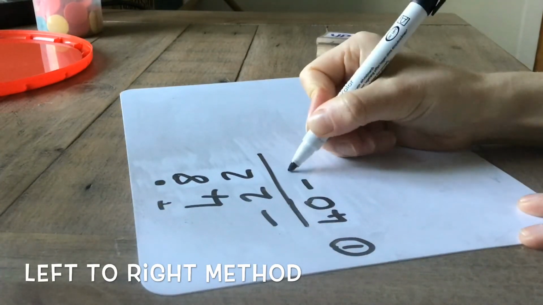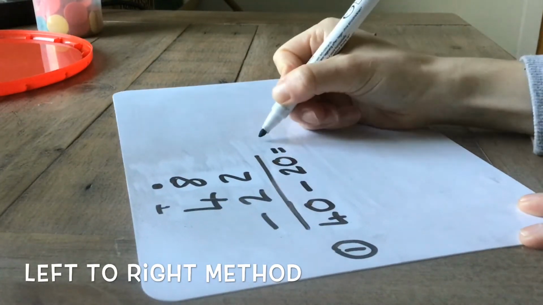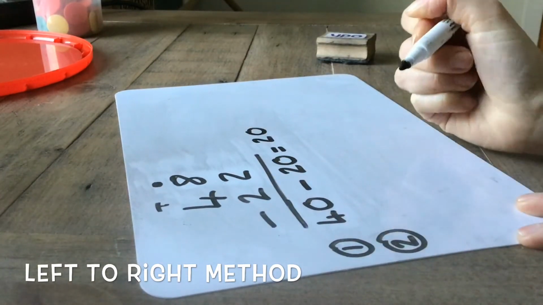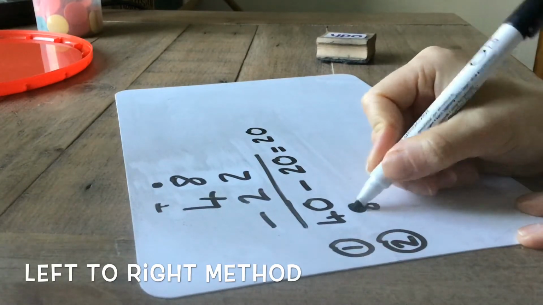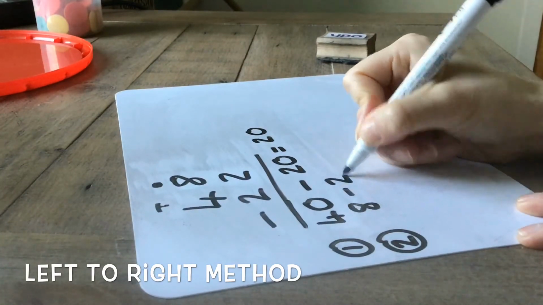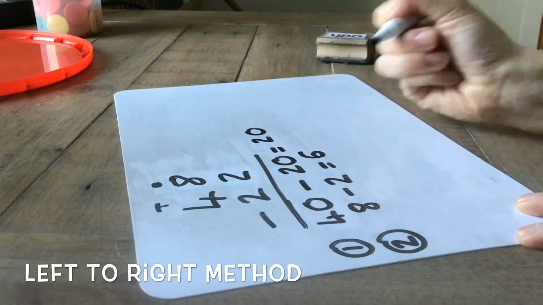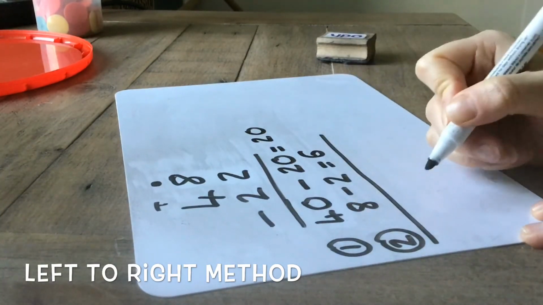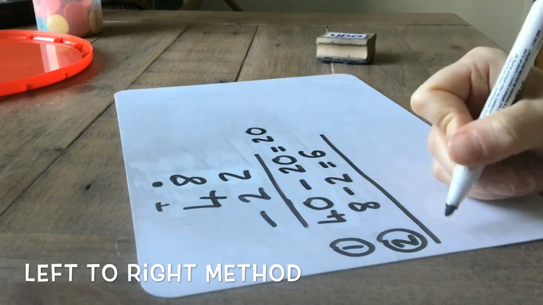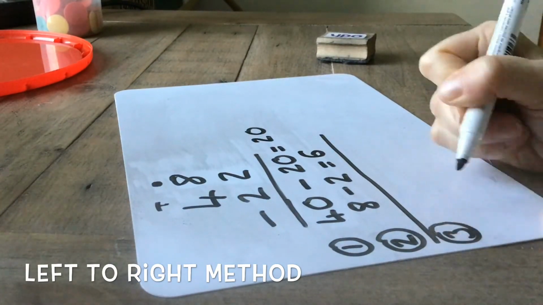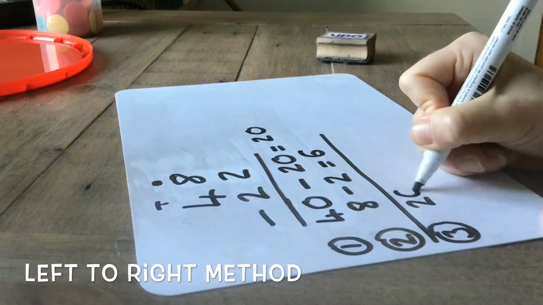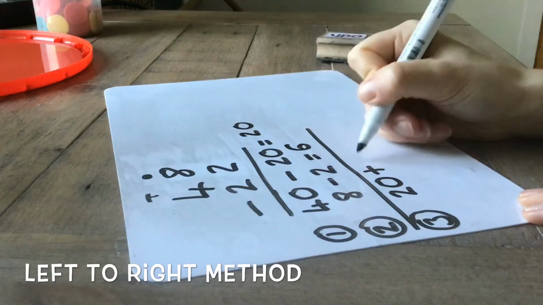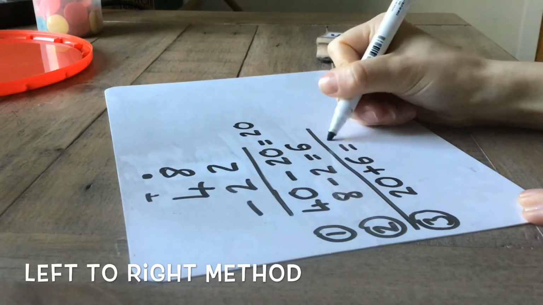So 40 take away 20 equals 20. Then our second step, we are dealing with the 1. So 8 take away 2 equals 6. Now, this is the part that some people get confused with. When we use the left to right method, you always need to add the numbers together to get your final answer.